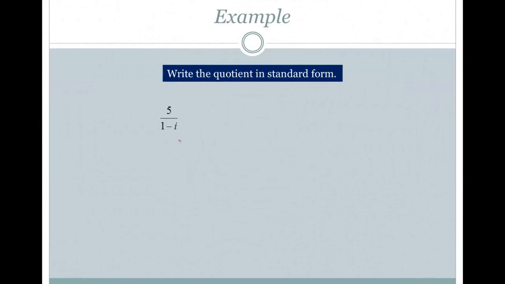Let's do an example here. I got 5 over 1 minus i. I got a complex number in the denominator, so I have to multiply top and bottom by the conjugate. The conjugate here is 1 plus i. On the top, I'm going to get 5 plus 5i, again, just simple multiplication. On the bottom, I'm going to get 1 minus i squared, and remember that i squared is negative 1, and so I'm going to get 5 plus 5i over 2, and I can break that up. Here's my real part, and there's my imaginary part.